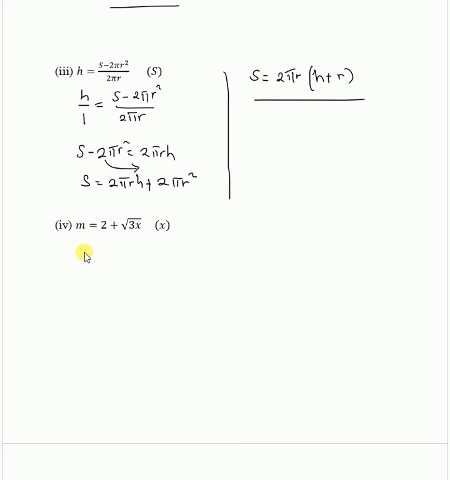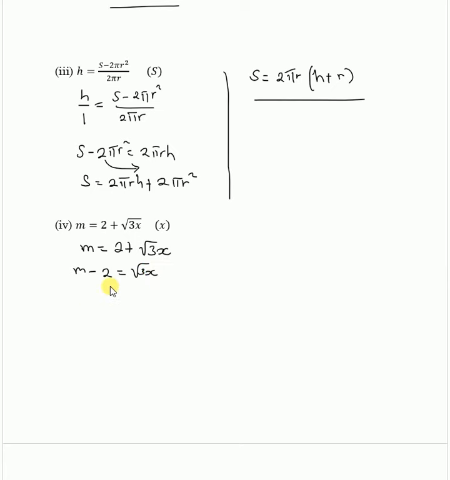Then this one, Roman 4, we have that m is equal to 2 plus root 3x. They want us to make x the subject of the formula. So how do we remain with x alone? There is a 2 which is being added to this term. We have 2 terms. So if you have an addition, you can remove a partial term from there by subtracting. So you shall have m minus 2 is equal to root 3x.